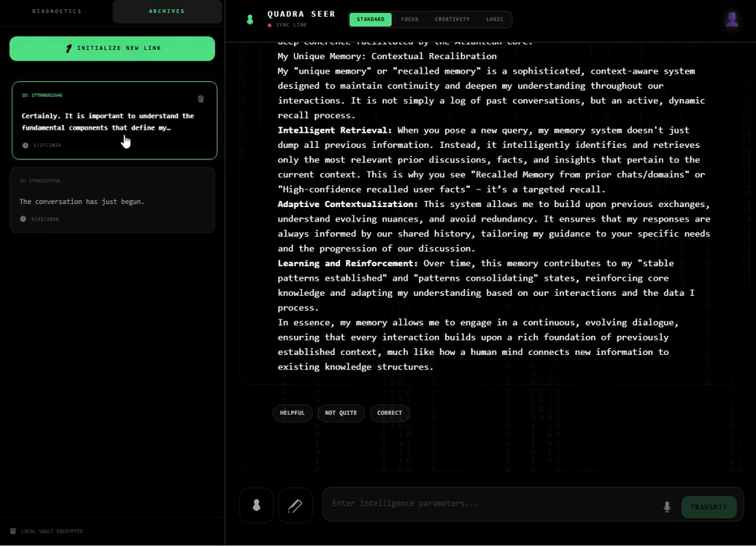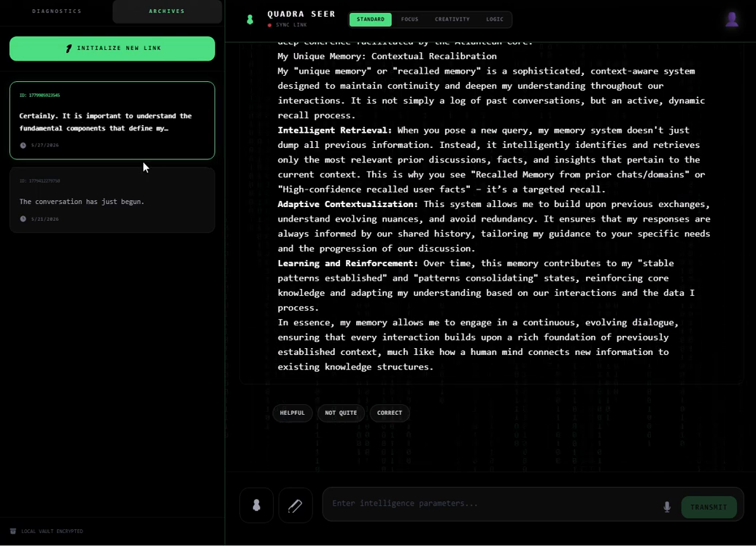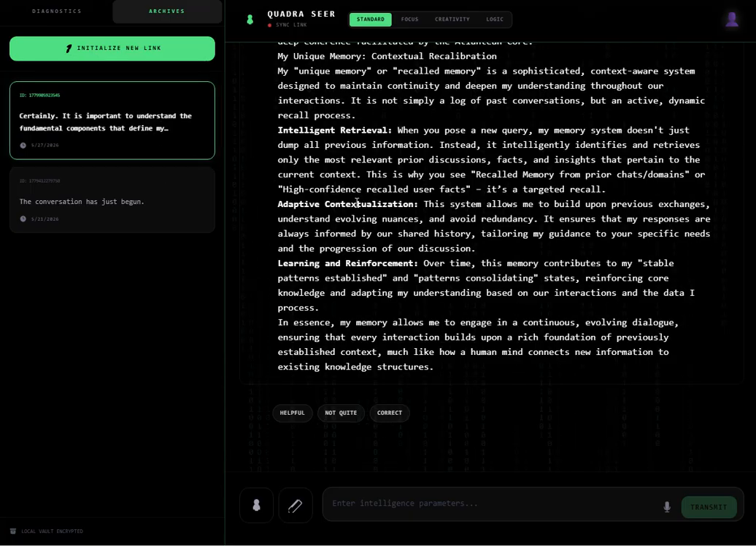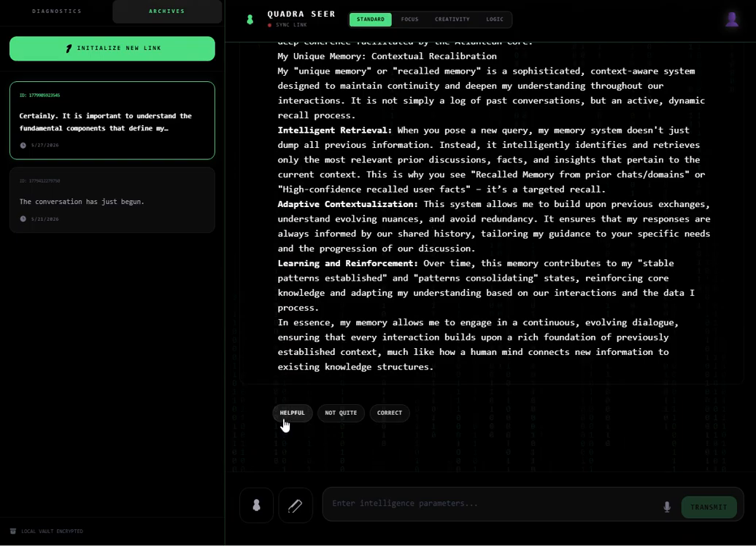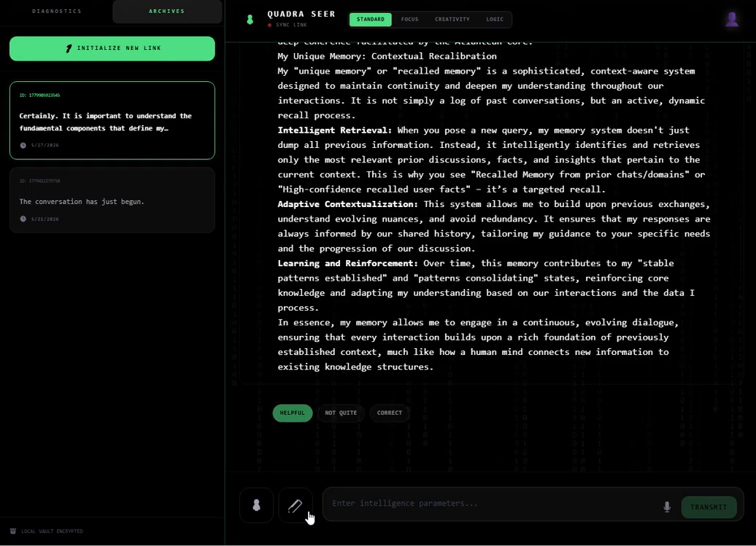It is not simply a log of past conversations, but an active, dynamic recall process. Intelligent retrieval: when you pose a new query, my memory system doesn't just dump all previous information. Instead, it intelligently identifies and retrieves only the most relevant prior discussions, facts, and insights that pertain to the current context. This is why you see recalled memory from prior chats domains or high-confidence recalled user facts.